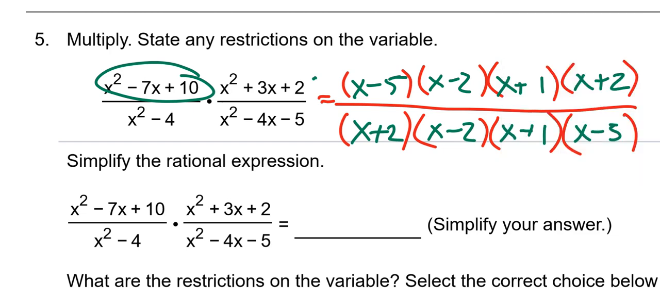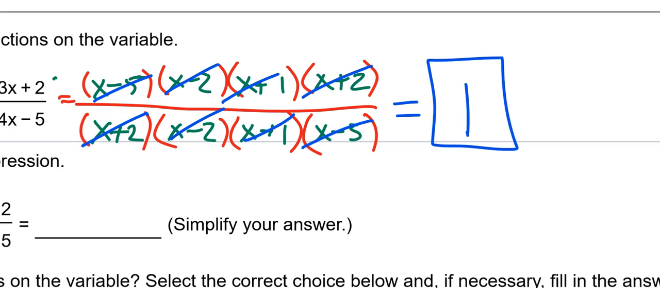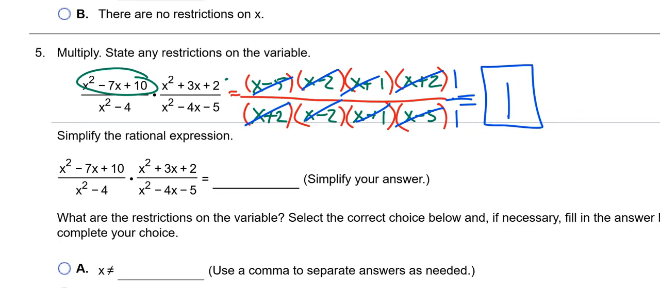Okay. All right, now, anything cancel out? They all do. Do they all cancel out? So there are no restrictions. Okay, now, that's not what I'm looking for. I want to know what the answer is. 1. Because you got a 1 left in the top and a 1 left in the bottom. Anytime you got 1 over 1, that's 1. That's called simplifying right there.